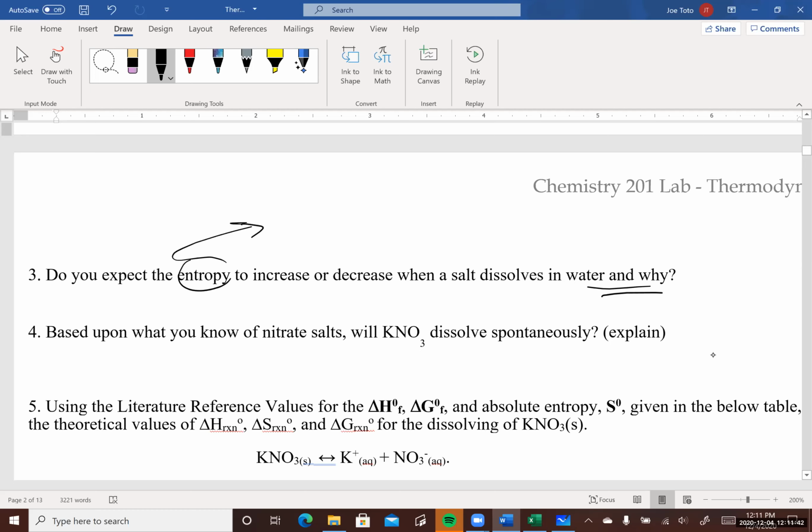Number 4, based upon what you know of nitrate salts, should that dissolve spontaneously? Explain. So here you're going to talk about your Chem 200 solubility rules.